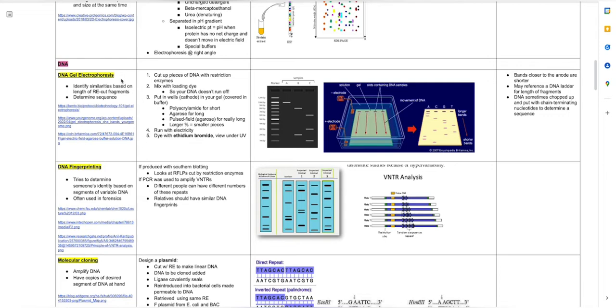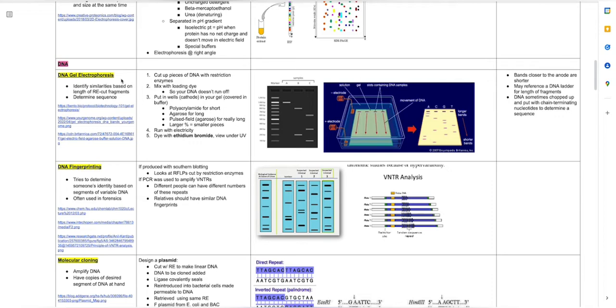What restriction enzymes are, they're basically molecular scissors that cut at specific DNA sequences. These are going to be different sequences for different people, unless you're identical twins. So the lengths they're going to cut the DNA into are going to be different. And this can be used for DNA fingerprinting, which we'll talk about next. DNA gel electrophoresis can also be used to determine the sequence of a short strand of DNA.